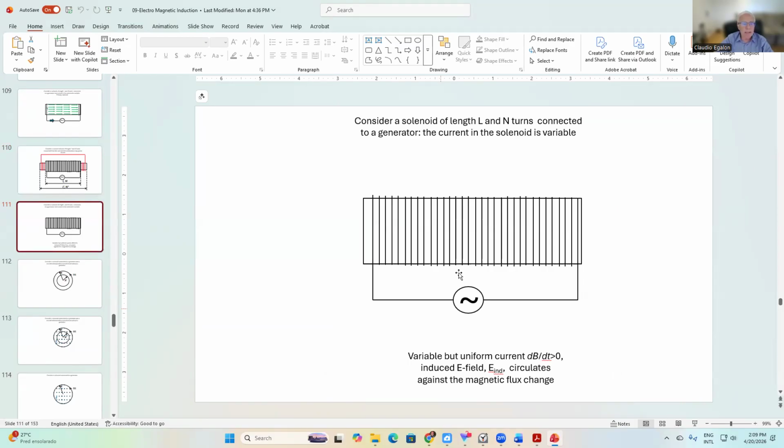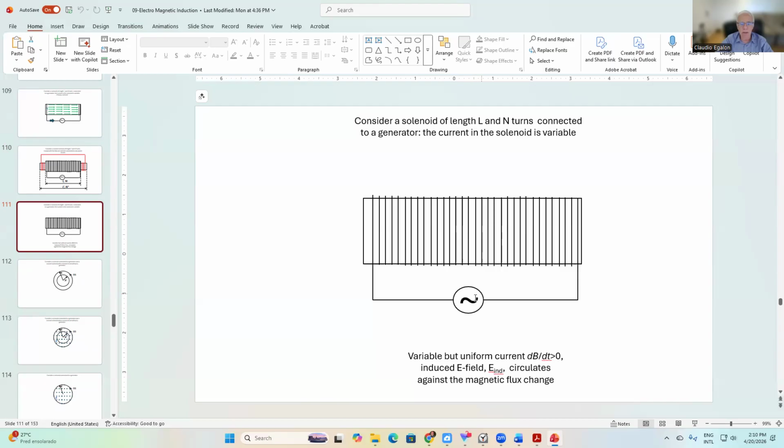What's going to happen? This inductor here will induce a current in itself. That's the important difference between mutual inductance and self-inductance. Not only is it capable of inducing a current in a secondary solenoid, but it's capable of inducing a current in itself as well. That's going to counter the change of the actual current being powered by this generator.